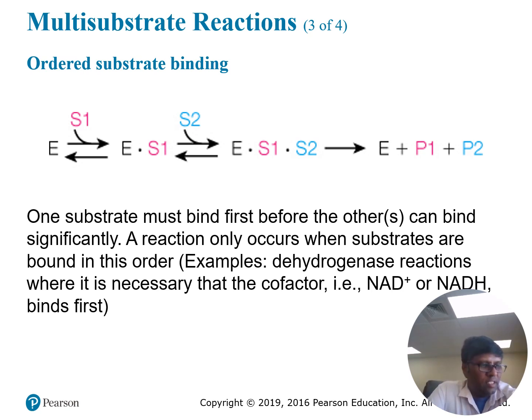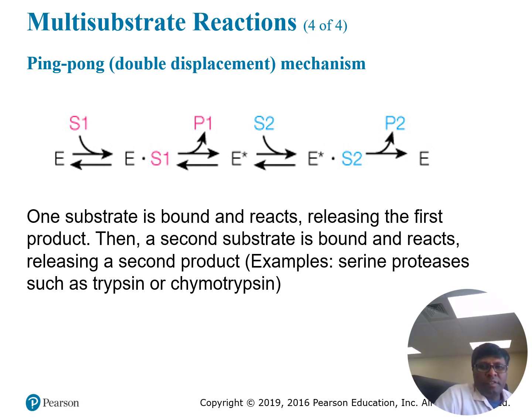In this multi-substrate one, one substrate must bind first before the other can bind. This is how the reaction happens, and then various cofactors and coenzymes bind so that it can initiate or proceed faster. In the ping pong double displacement, you can see one substrate binds and reacts, and releases the first product, and then the second substrate binds and reacts, releasing the second product. This happens in the example of chymotrypsin and some other reactions.